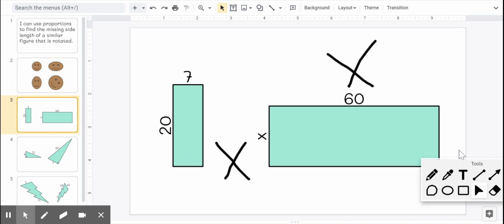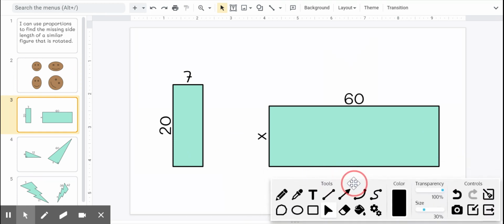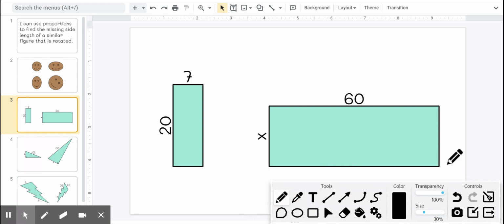All right, so here's our first one. Let me get rid of those X's from that last page. All right, so I'm going to write a ratio of these two side lengths. So I'm going to do 7/20. I just like to put the smallest number on top. All right, then a proportion is two equal ratios. So I'm going to make another ratio over here.